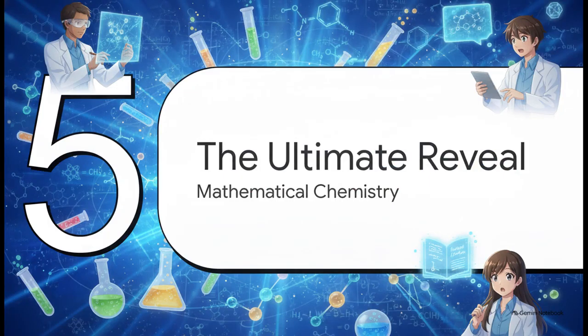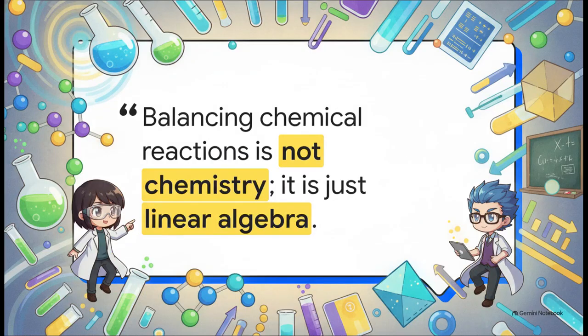Okay, let's slow the pace down for a second for section 5, the ultimate reveal, mathematical chemistry. I want to share a totally mind-bending revelation from a paper published in the Journal of Applied Mathematics by researcher Ihsanullah Hamid. In this paper, Hamid drops this absolute bombshell statement. He says balancing chemical reactions is not chemistry, it is just linear algebra. I mean, let that sink in for a second.